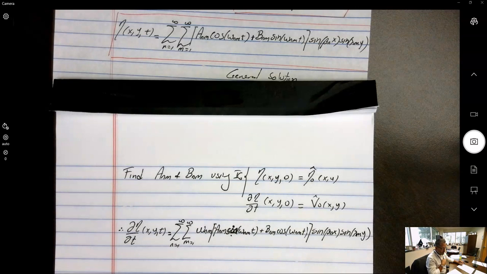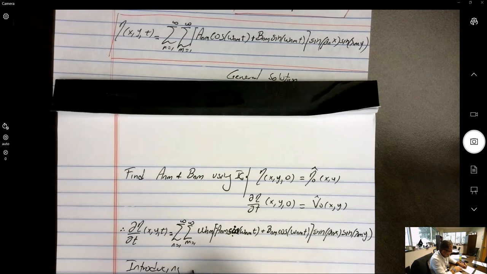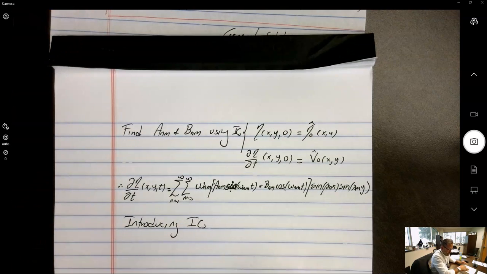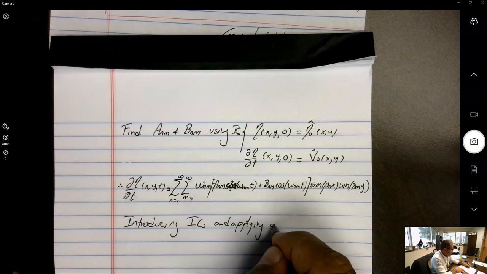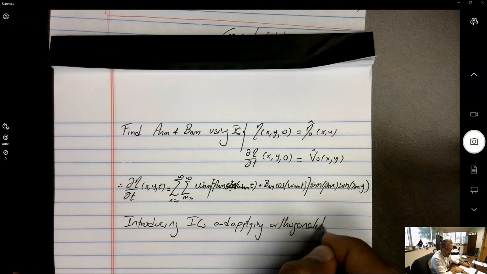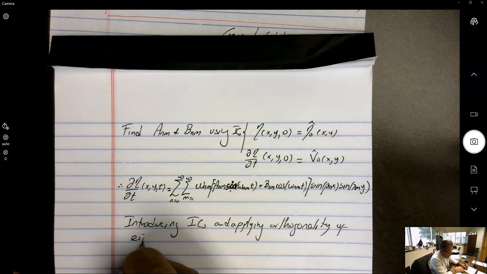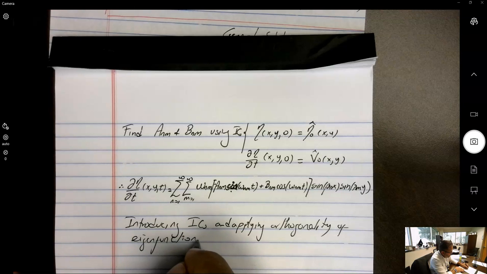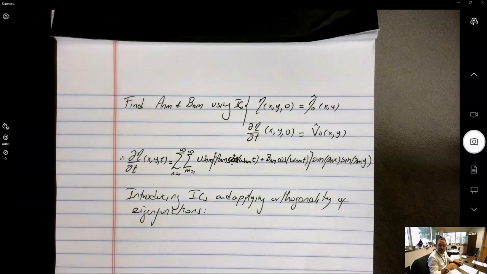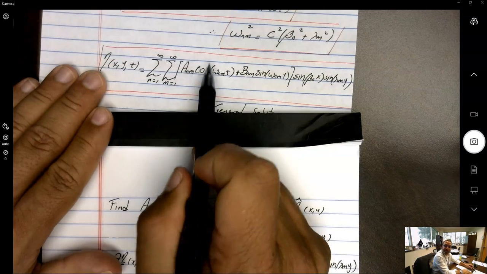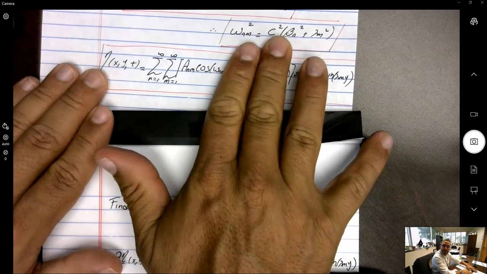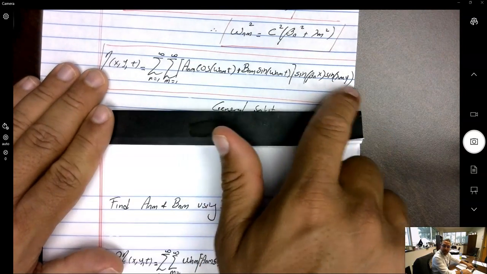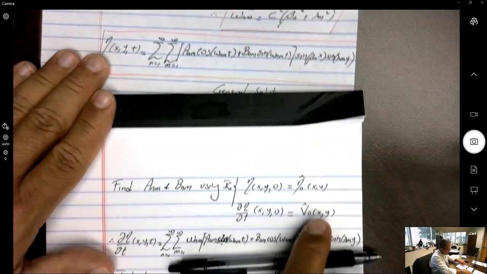All right. So introducing initial conditions and applying orthogonality of eigenfunctions results in the following. Basically, at time equals 0, the cosine will be 1 and the sine will be 0. So all that remains is a_nm, and then we multiply times the two eigenfunctions, and a_nm will come out directly out of that.